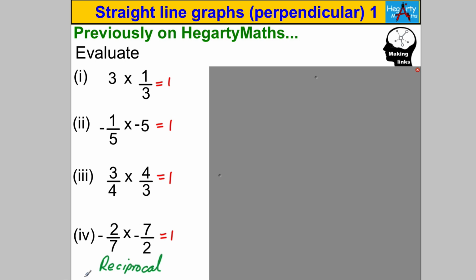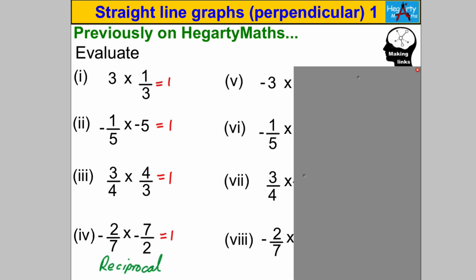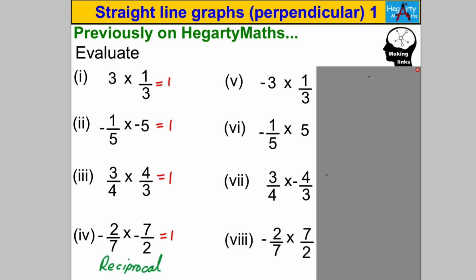Two numbers are the reciprocal of each other if they multiply to 1. Now I want you to pause the video and have a go at these questions. They look very similar, but the answers are a bit different. Pause and have a go.